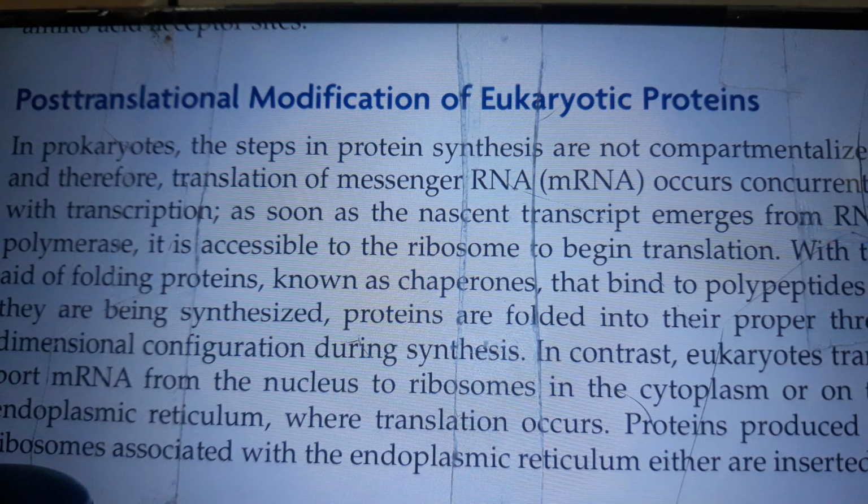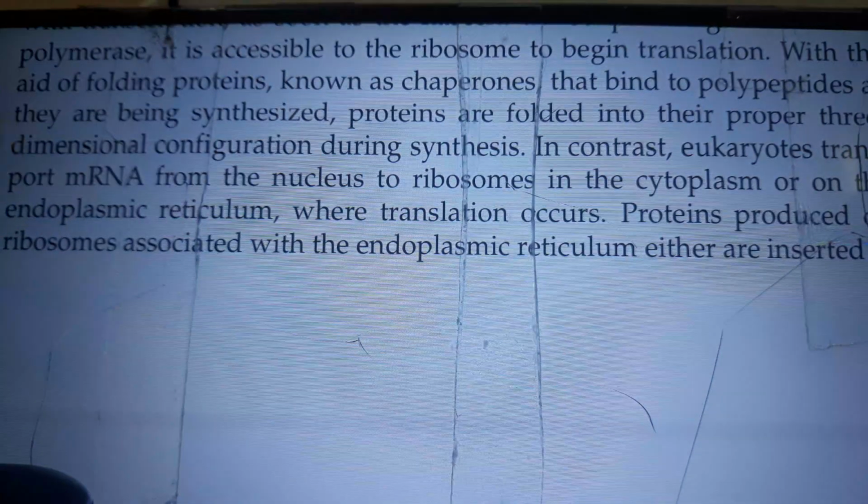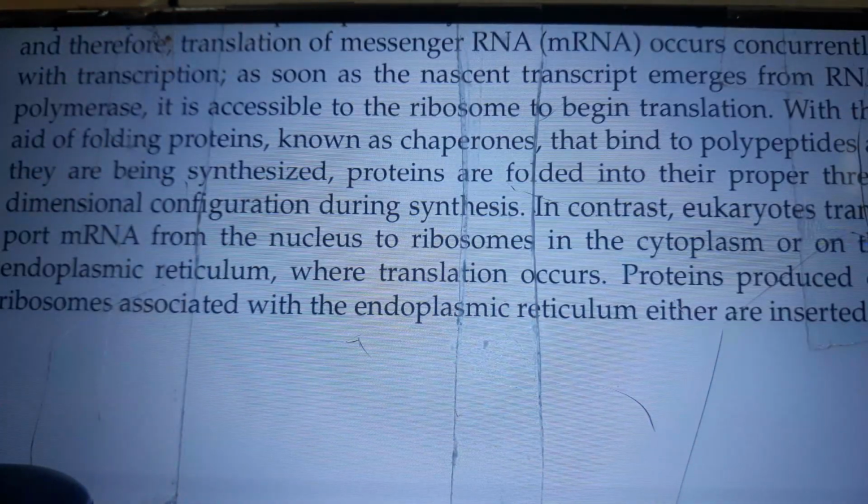Post-translational modification of eukaryotic proteins. In prokaryotes, the steps in protein synthesis are not compartmentalized, and therefore translation of messenger RNA, mRNA, occurs concurrently with transcription. As soon as the nascent transcript emerges from RNA polymerase, it is accessible to the ribosome to begin translation. With the aid of folding proteins known as chaperones that bind to polypeptides as they are being synthesized, proteins are folded into their proper three-dimensional configurations during synthesis.